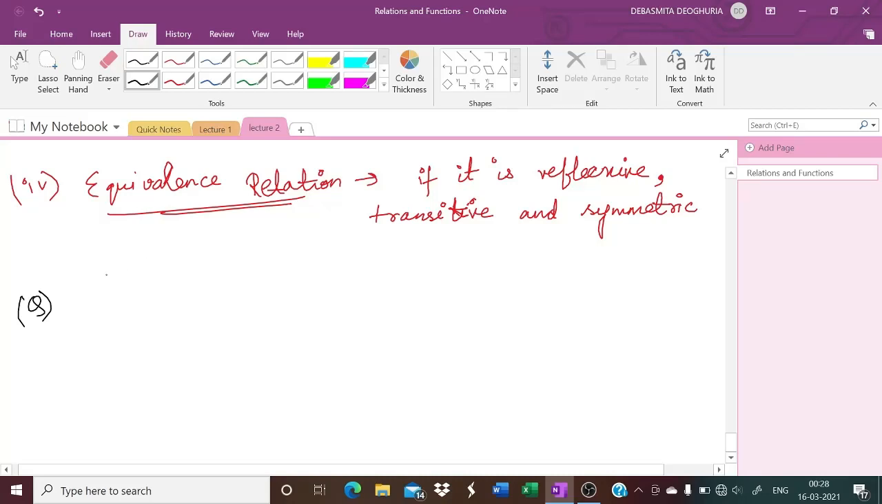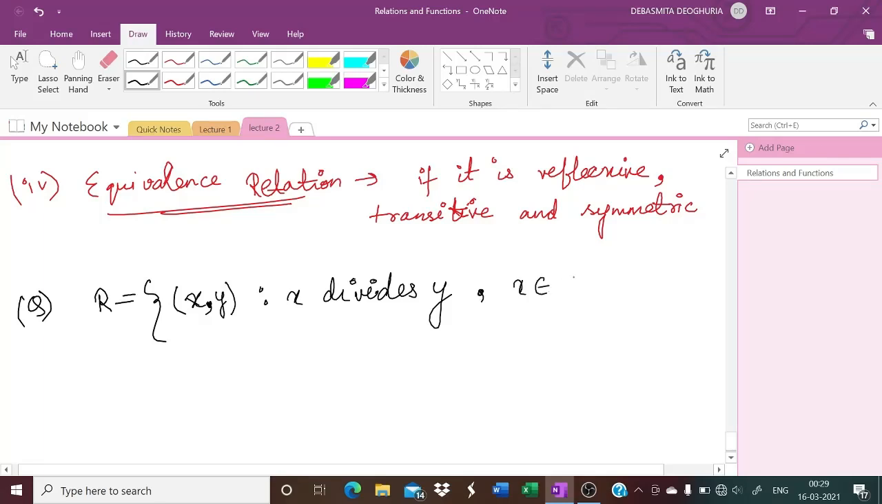Okay, so suppose, what question shall we do? Acha, let us do it like this. Let us define a relation like this. In questions it would be given like this in most cases, so just see how it is given. R is defined as a relation (x, y) such that x divides y, and x belongs to the set of natural numbers and y also belongs to the set of natural numbers. Now you will have to read the question very carefully.